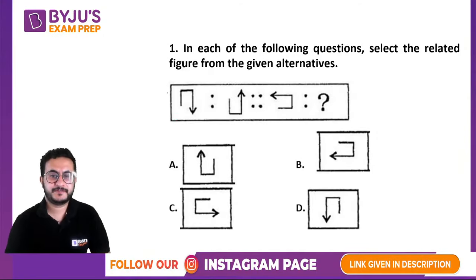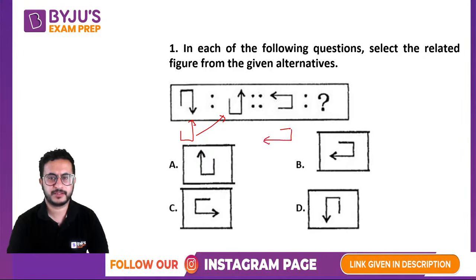If we see this first and second, what is happening from first to second? It's a water image. If you look at it in water, it will look like this. That is the water image. So we need to take the water image of this. Water image of this will look like this, this, and this. So the answer is option B.